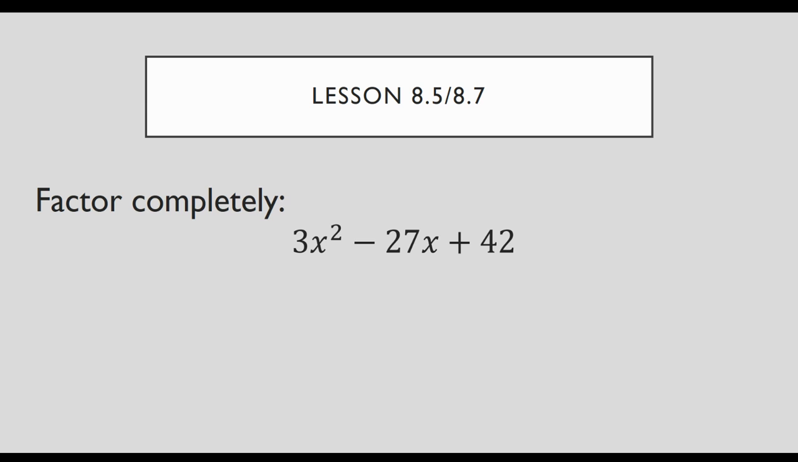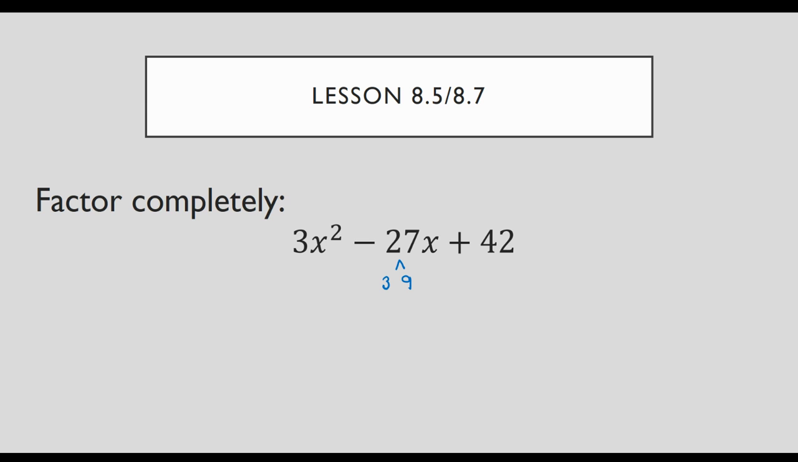Alright, let's factor completely. We have 3x squared minus 27x plus 42. We've got to look for a GCF first. If I look at my numbers, 3 is the smallest number. So my question is, can I multiply 3 times something to get 27? The answer is yes. 3 times 9 is 27.